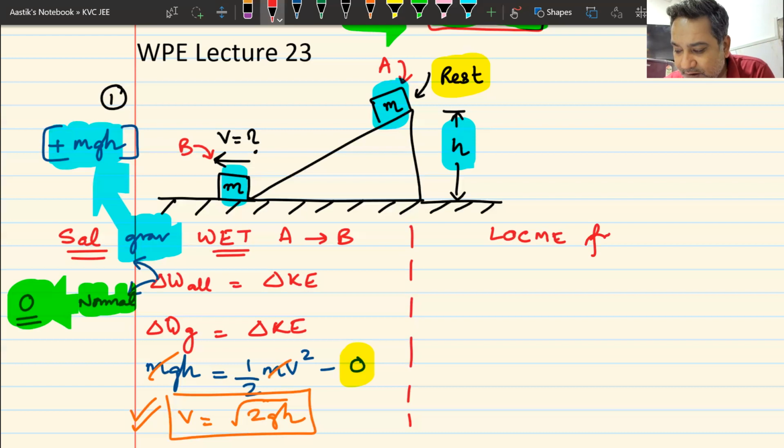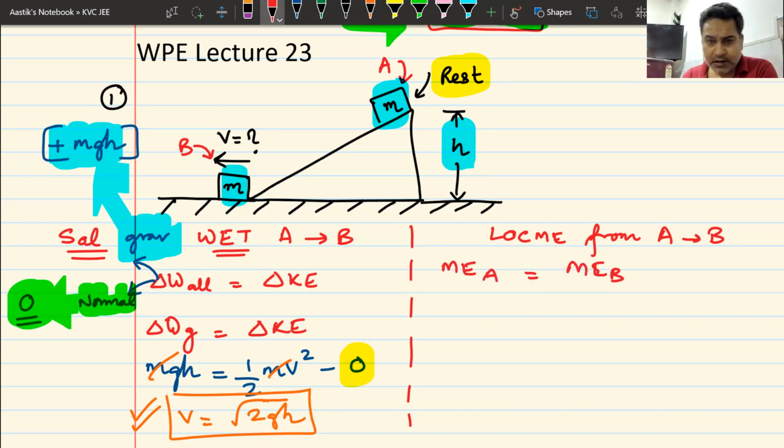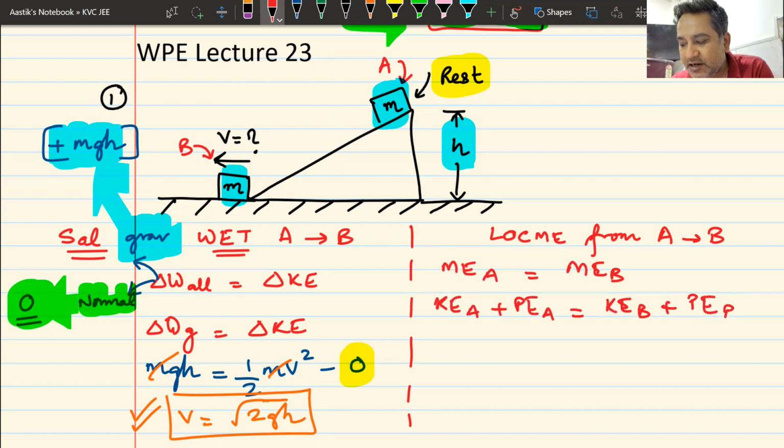So now we are going to apply LOCME from point A to point B, and then find out the same answer by the law of conservation of mechanical energy. Now, what does the law of conservation of mechanical energy state? Mechanical energy at point A shall be equal to mechanical energy at point B. Mechanical energy at point A consists of kinetic energy at point A plus potential energy at point A. That must be equal to kinetic energy at point B plus potential energy at point B.